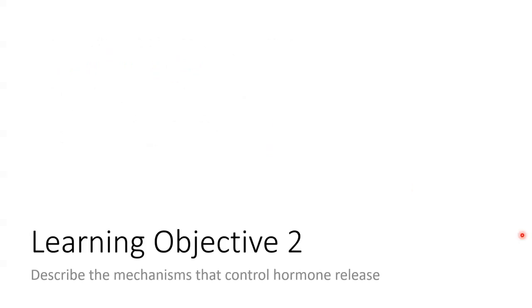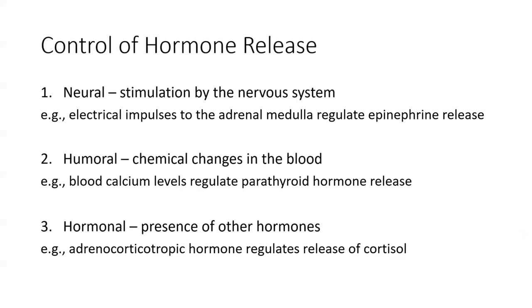Now, moving on to learning objective number 2, and that is to take a look at the mechanisms that control hormone release. So there are 3 ways that hormones are released by their respective endocrine glands. We have neural stimulation, humoral stimulation, and hormonal stimulation. Neural stimulation occurs when an action potential stimulates an endocrine gland. An example of this is when the sympathetic nervous system stimulates the adrenal medulla and epinephrine is released.